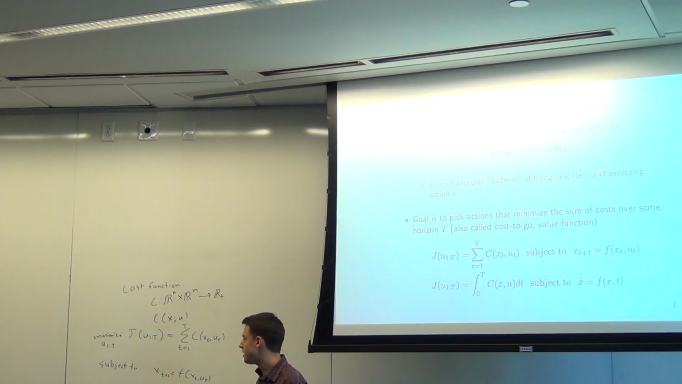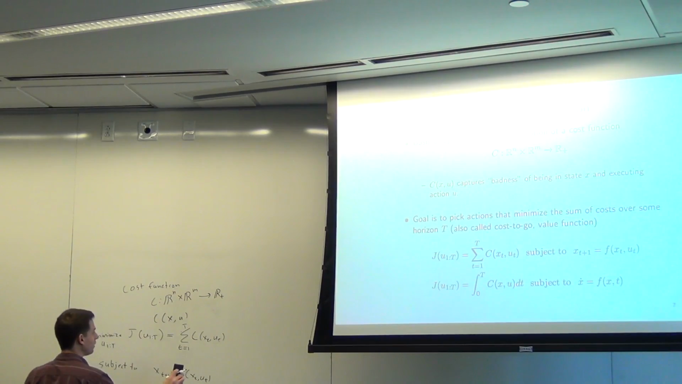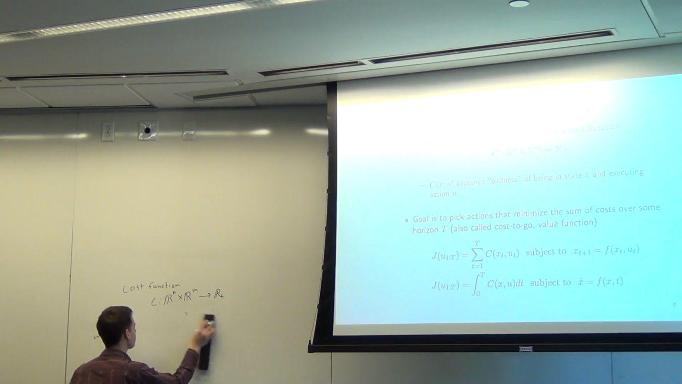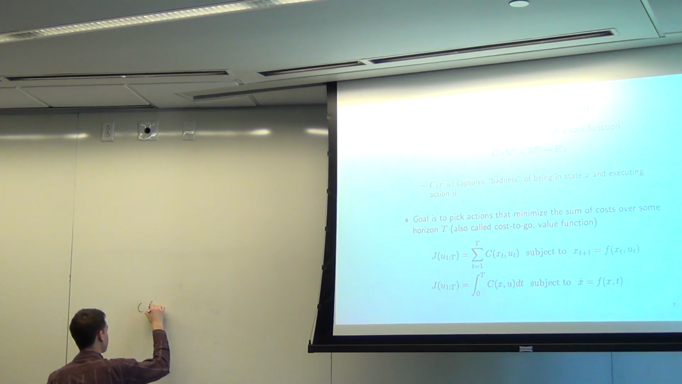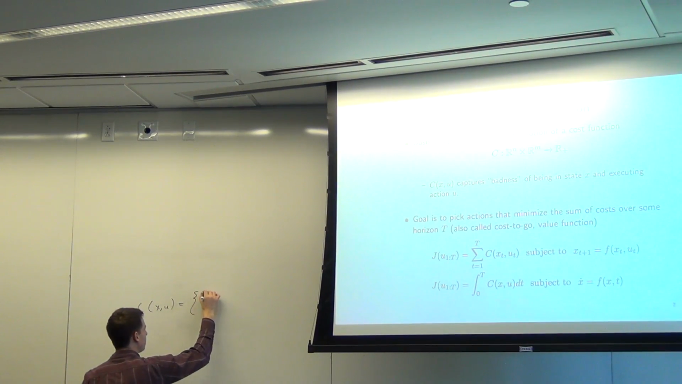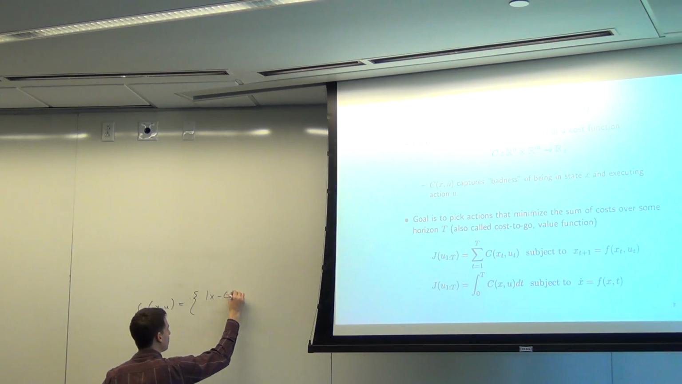And our cost is something like, let's give an example. Does everyone have this written down? I don't want to erase it if people are still writing it. And it's on the slides too. So our cost could be something like the difference between x and some nominal temperature, say 68.